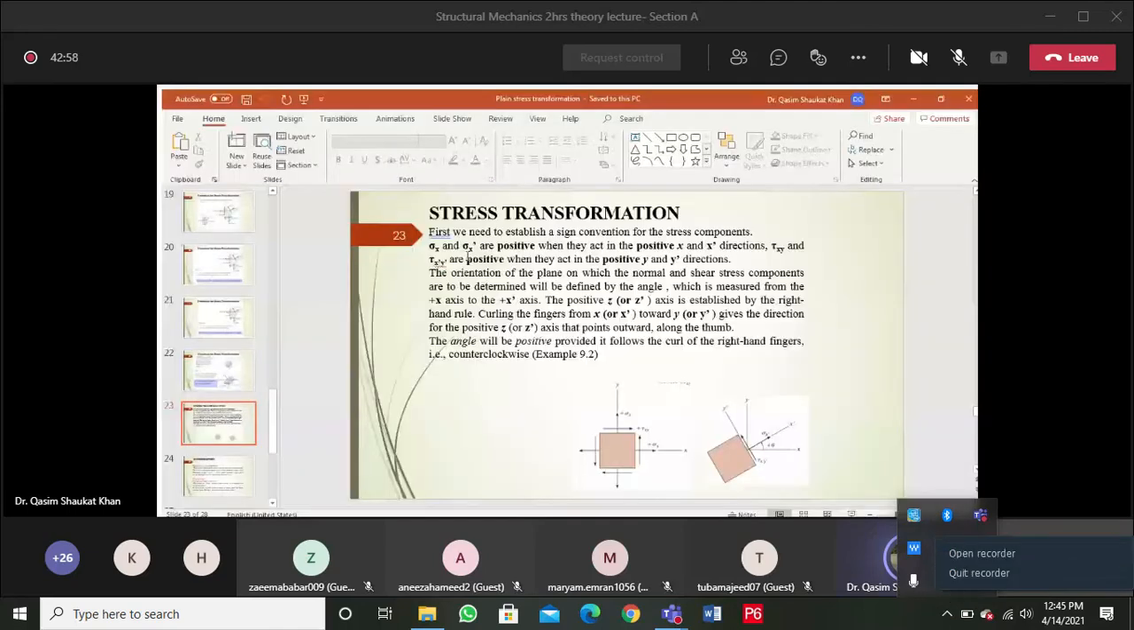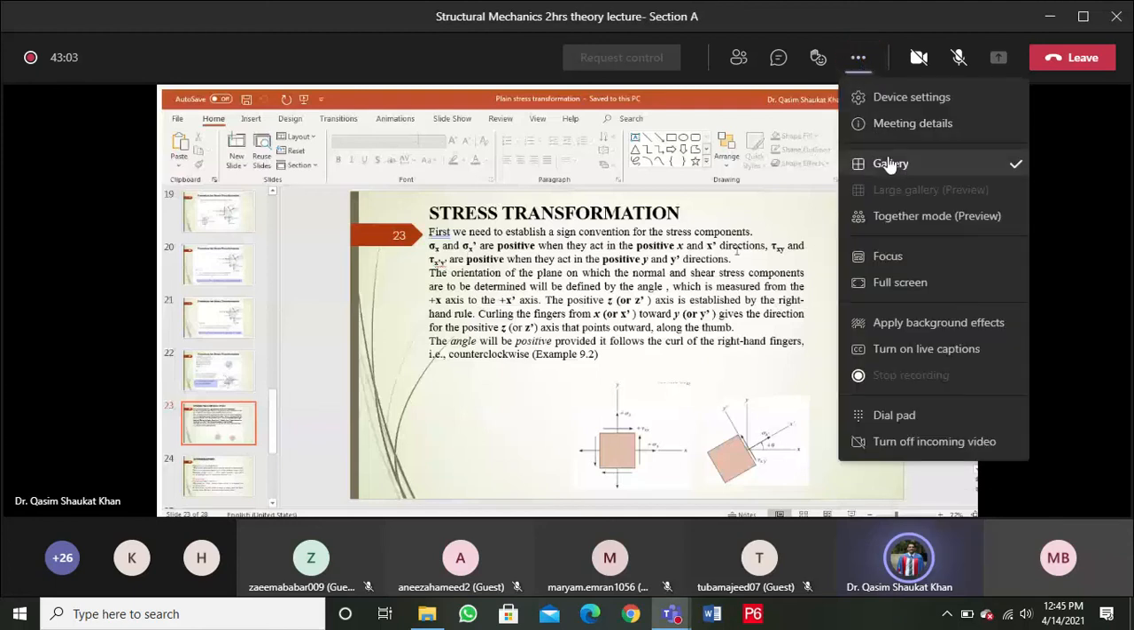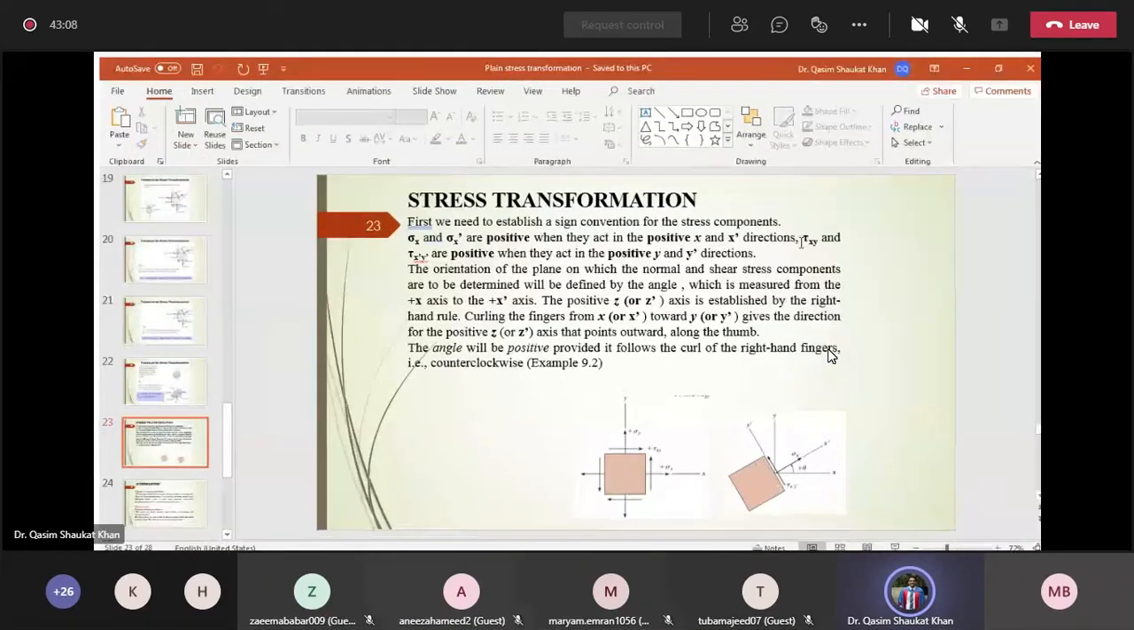So the only difference is the sign convention of the shear stress. Shear stress tau xy and tau x dash y dash will be considered positive when they act in the positive y and positive y dash direction. So this is just the new thing. Then they have explained why we take angle theta clockwise as negative, and angle theta counterclockwise as positive.